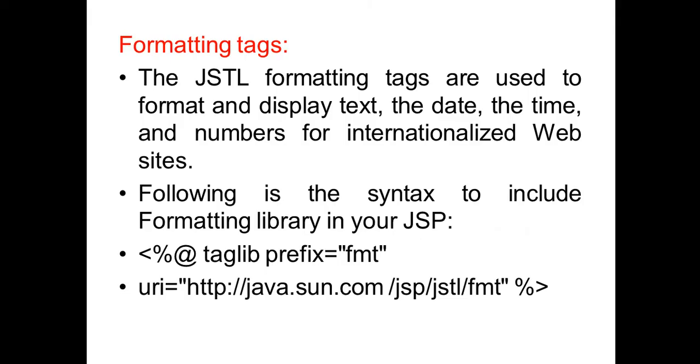JSTL formatting tags are used to format and display text, date, time and numbers for internationalized websites. This means how you write rupees in Indian currency, the French currency, the number format is different, and the date format of every country is different. So here we are talking about country codes. For example, Canada's country code is CA, France FR, India IN, US. So we need to understand these country codes for formatting. For formatting any text, date or numbers on internationalized websites, we require this JSTL formatting library.